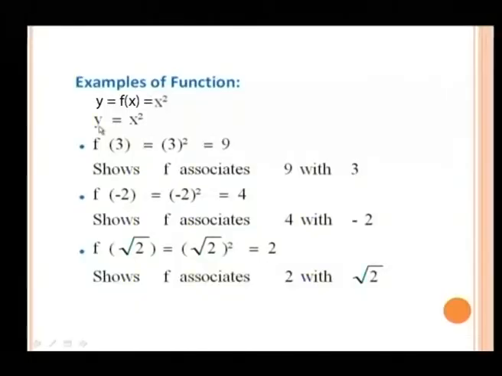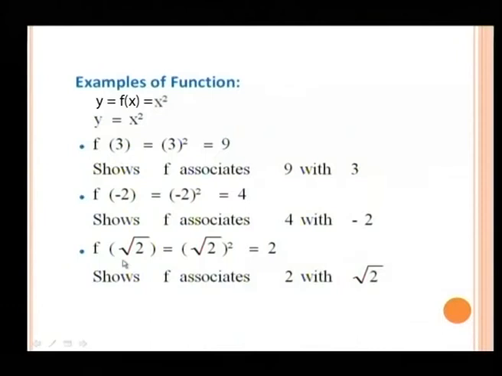A function y is equal to x square, and if we put x is equal to 3 in this function, we get f of 3 is equal to 3 square, which gives you 9. So it shows that f associates 9 with 3. If we put x is equal to minus 2 in this function, f of minus 2 would become minus 2 square, which is equal to 4, and that shows that f associates 4 with minus 2.